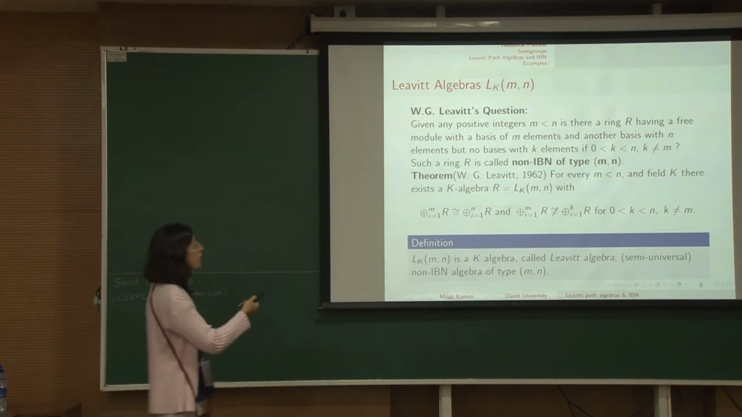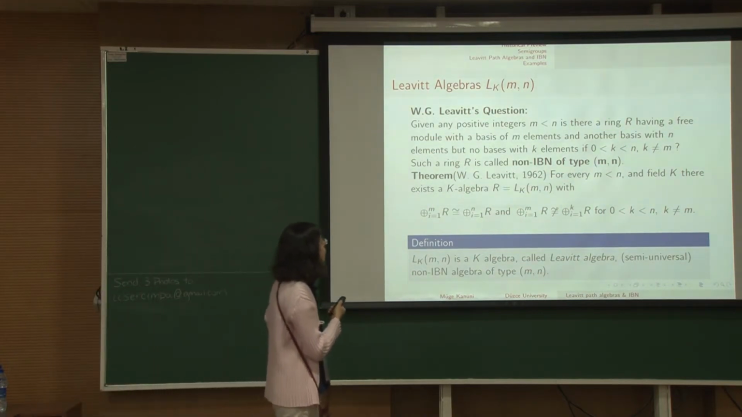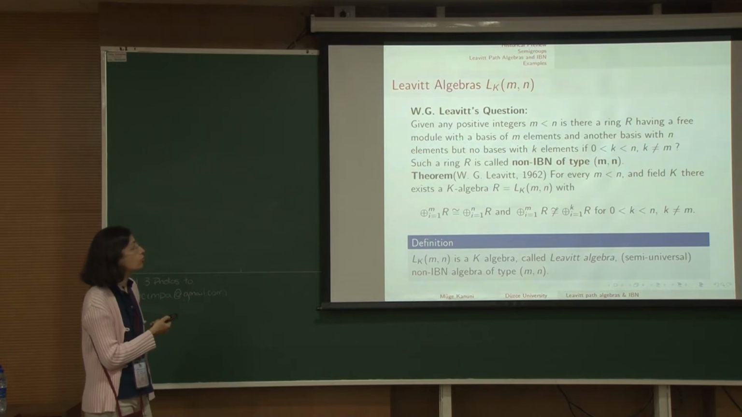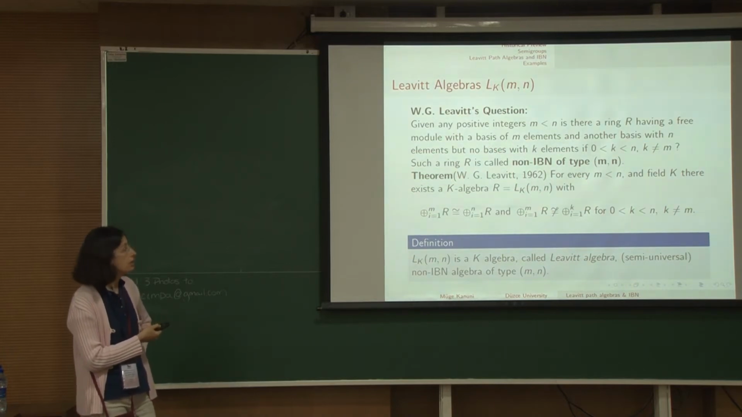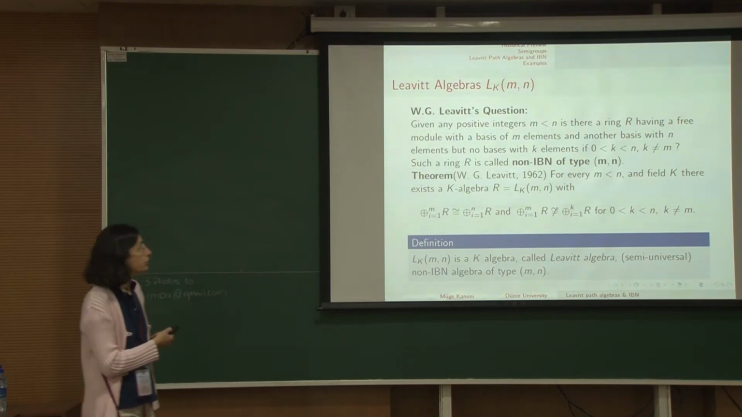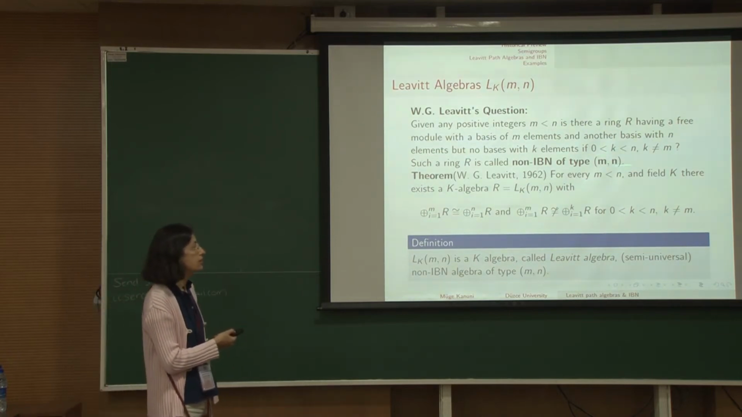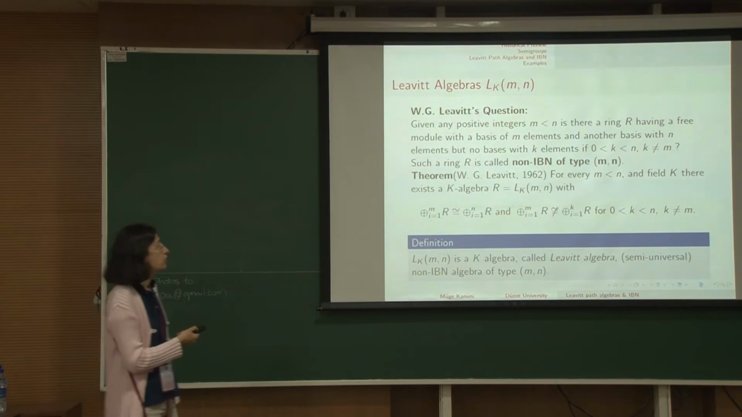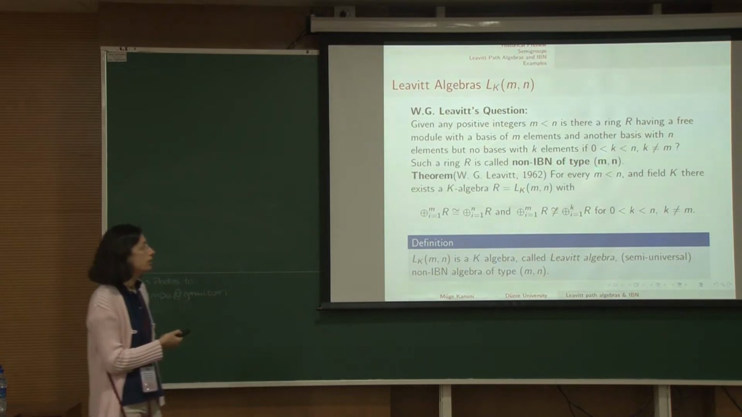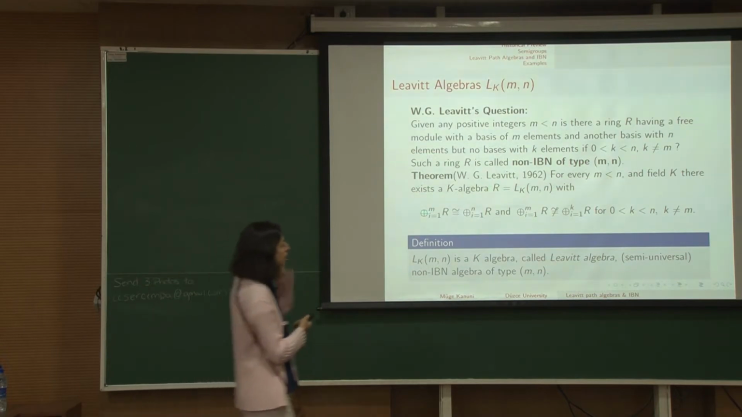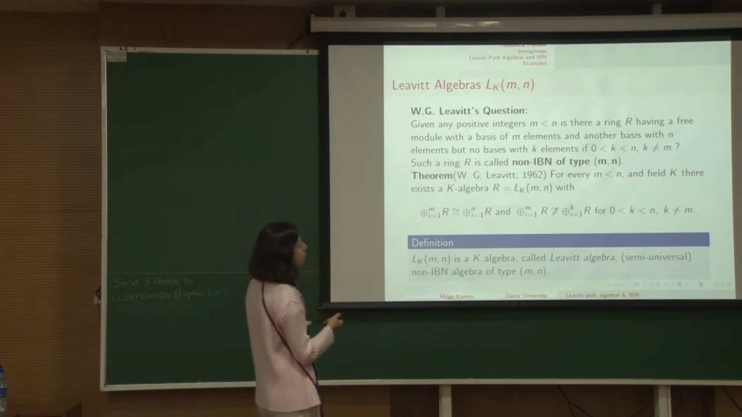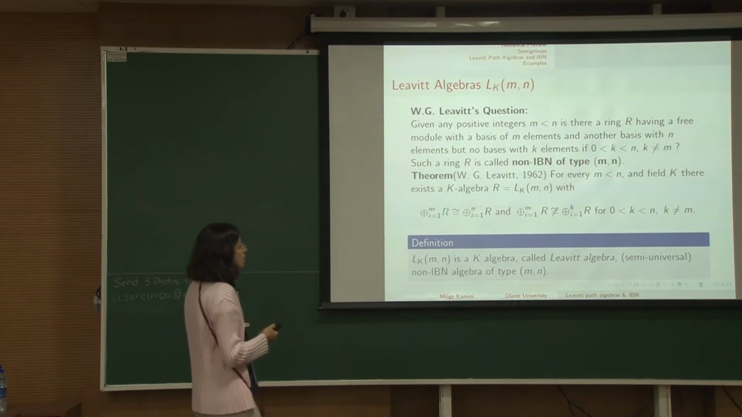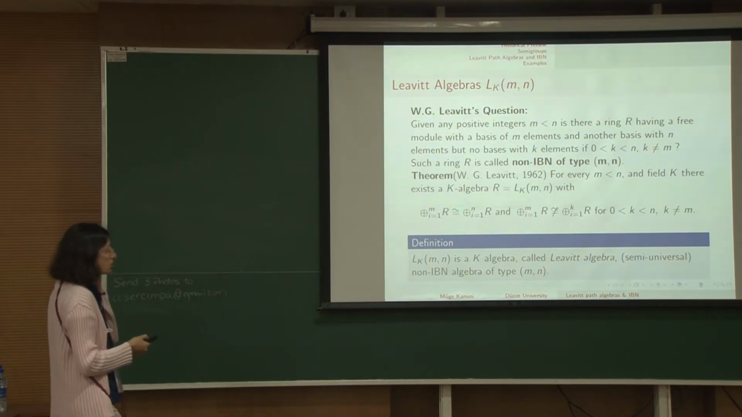This was the question that Leavitt asked in the 60s. For any given positive integers m less than n, can we find a ring having a free module with a basis of m elements and another basis with n elements, but no basis with k elements if k is not equal to m but strictly less than m? And that's what we call a non-IBN ring of type (m,n). So m is the smaller integer, and n is the bigger.